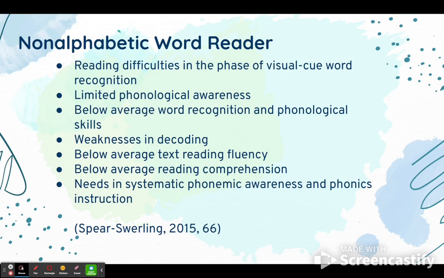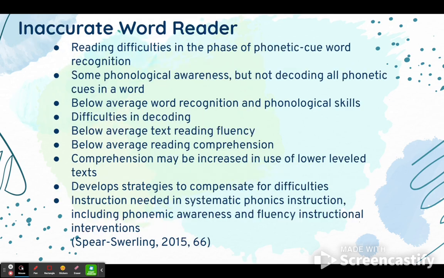One specific profile within this realm is a non-alphabetic word reader. This student has reading difficulties in the beginning foundational phase of reading of visual cue word recognition. They have very limited phonological awareness, and they have below average word recognition and phonological skills. They have weaknesses in decoding and below average text reading fluency and reading comprehension. This particular student has high needs in systematic phonemic awareness and phonics instruction.